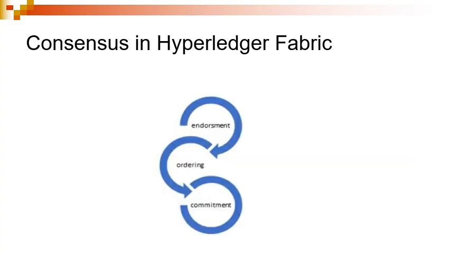You can see the consensus in Hyperledger Fabric. It has three steps: endorsement, ordering, and commitment. So the steps are shown in the figure.